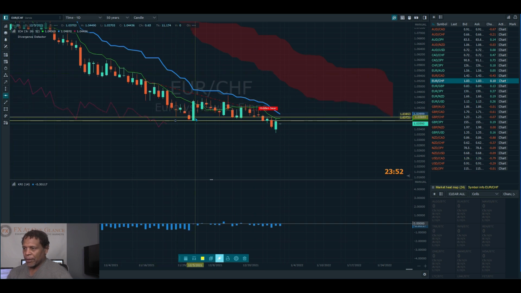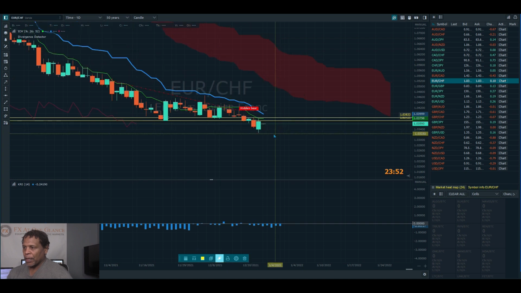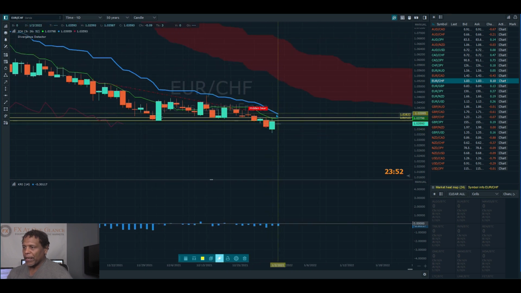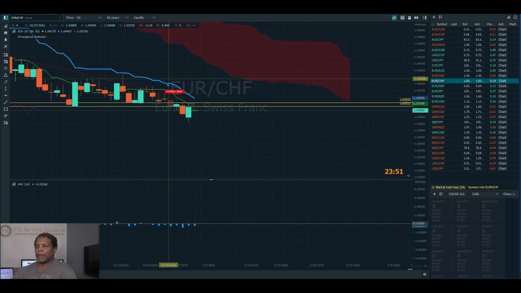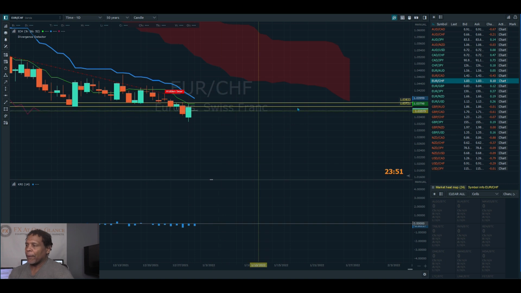So then I'm going to mark this other fractal and make it a zone. I'd probably be looking for my short trade in this area here, probably more likely just off of a Tenkan-sen or Kijun-sen bounce to the downside. At this point, it's a strong bearish market. There's no signs of this changing direction right now.